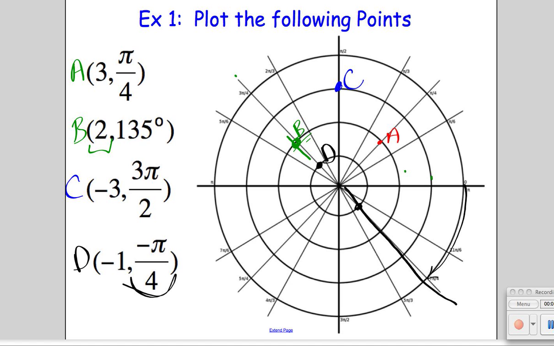So it's important to know your angles. Again, I will give you a graph paper that's like this with these arcs and these rays. But it's important to know your angle measures.